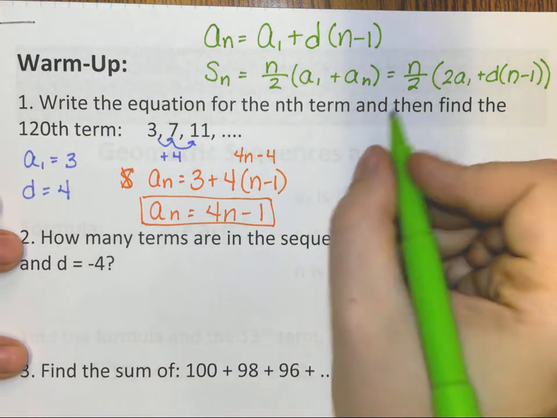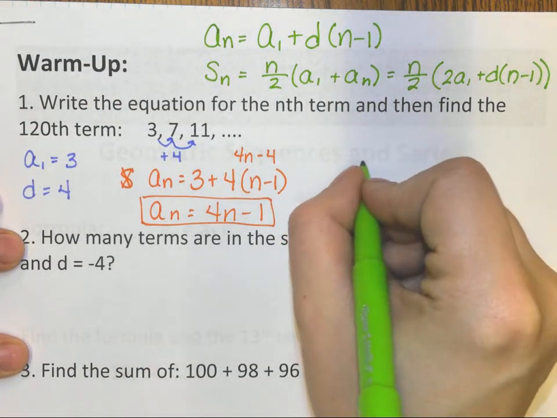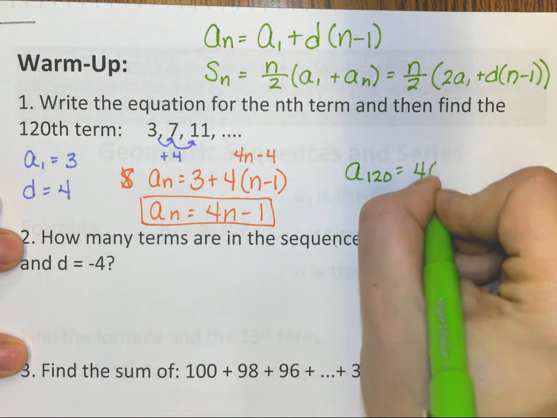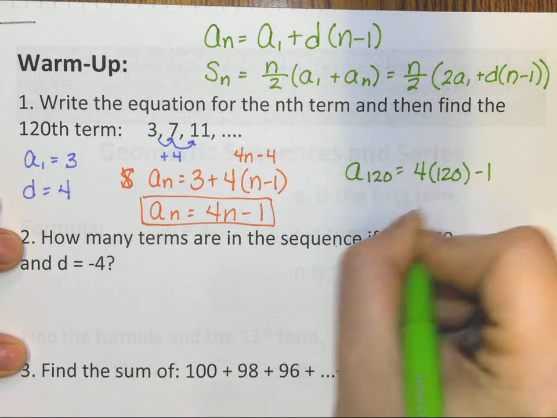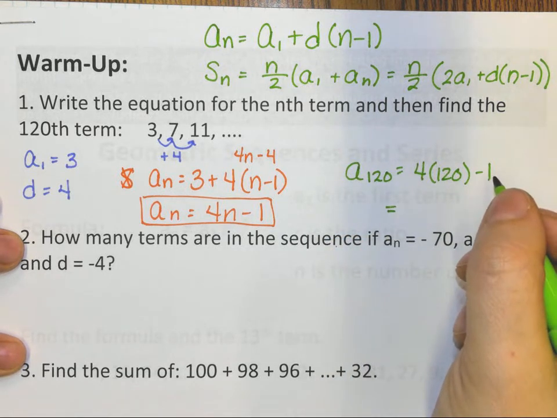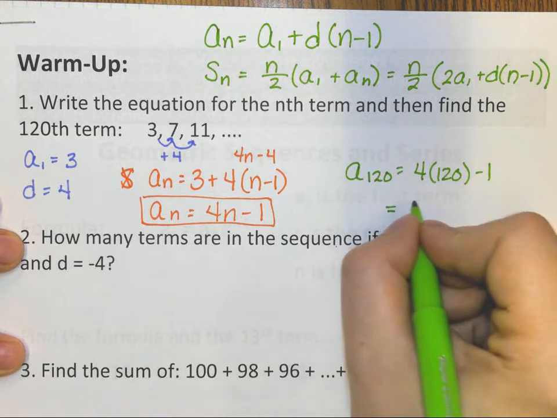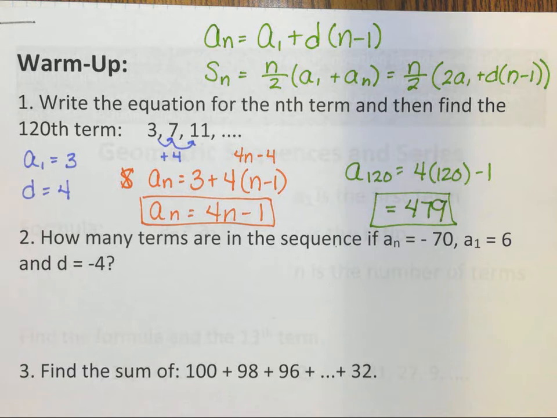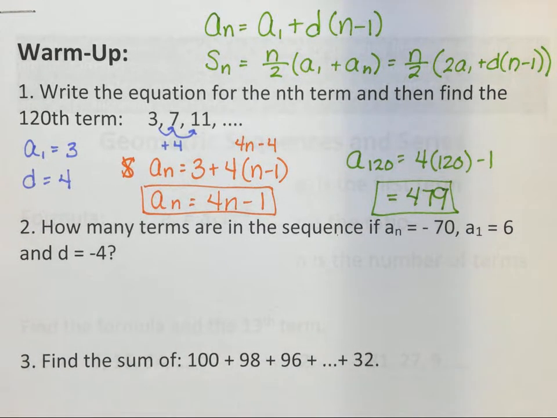The second part of this is actually finding the 120th term. So a sub 120, and you're simply putting in that 120. What do you get for your 120th term? 479? Is that what I heard? Okay. 479. Hopefully not too terrible of an expectation. Are we doing okay so far?